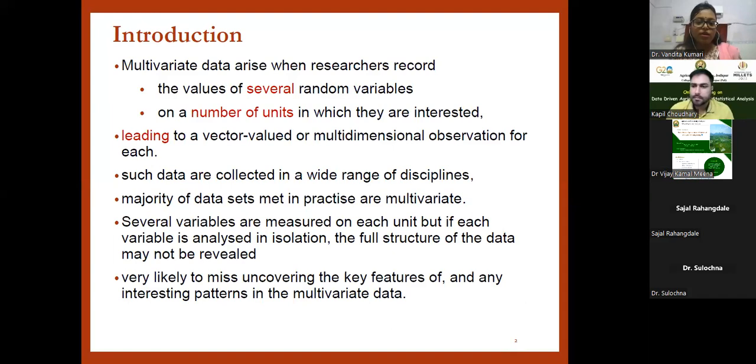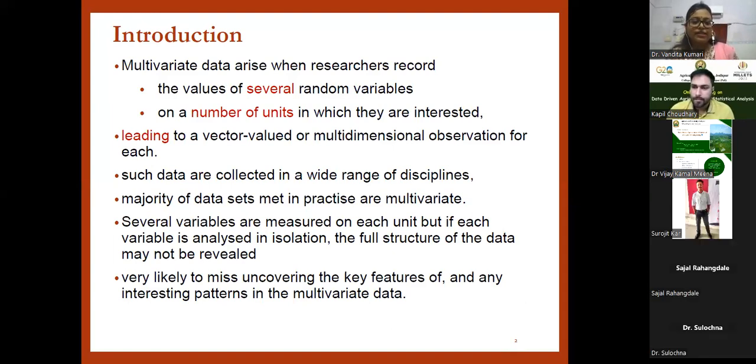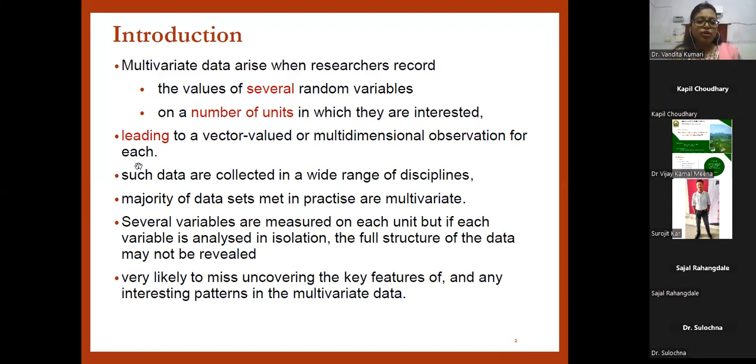So as we know, in various disciplines, a wide range of disciplines, the data that are collected are multivariate in form. What do we mean by multivariate data? We are going to collect the data on several random variables on a number of units. Unlike univariate data, where we find out the information on only a single random variable, here we have several random variables on which we are recording the data.